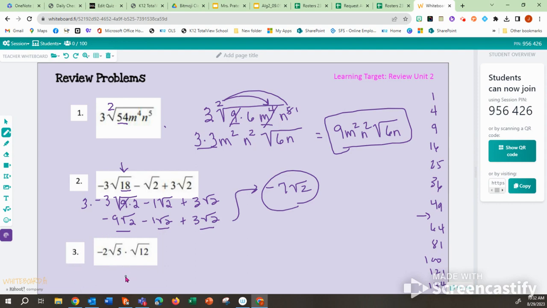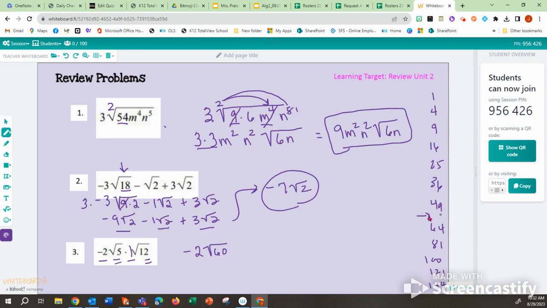In number 3, we're multiplying. So remember, we don't have to have like terms when we multiply. We're going to do outside number times outside number. There's an understood 1 in front of that square root of 12. So I'm going to do negative 2 times positive 1. That's going to give me negative 2. I'm going to do inside number times inside number. That's going to give me square root of 60.